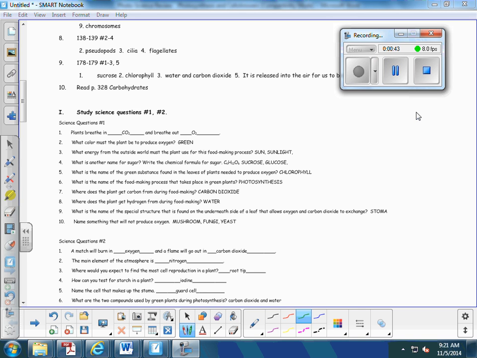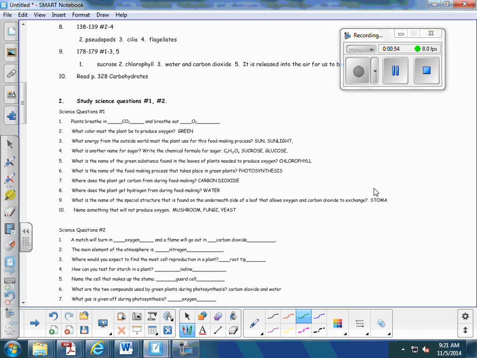All right. Most of you know plants have to breathe in carbon dioxide and they breathe out oxygen. You will have that. CO2 and O2.